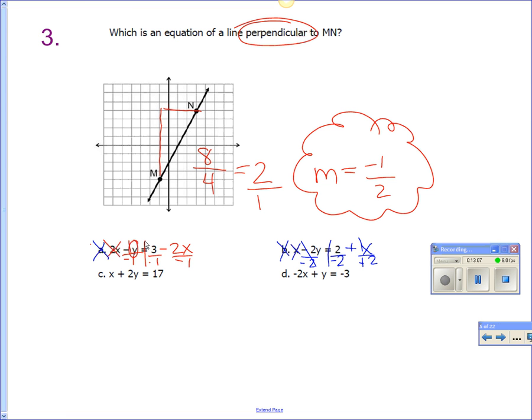For C, Andrew, help me with C. What do I do after I draw my line? Minus 1x. What else do you do? Divide everything by 2. All right, right here, what is my slope? Negative 1 over 2. Is that what I want it to be? Yes. So C is my answer.